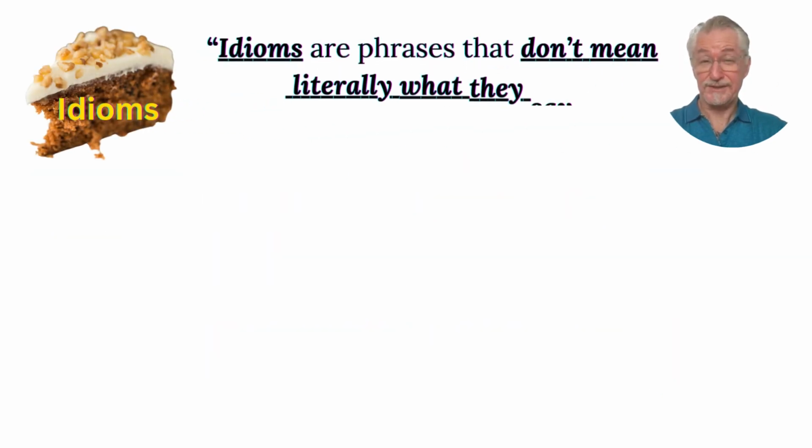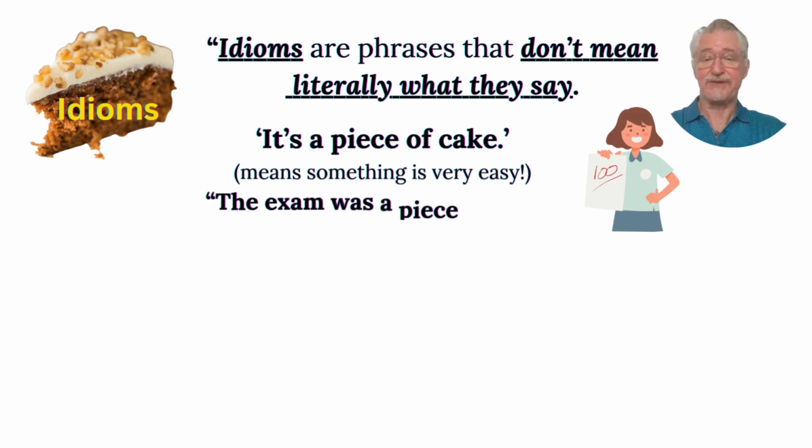Idioms are phrases that don't mean literally what they say, which means idioms don't mean what they mean. Idioms mean something different to what they mean, if that makes sense. So the sentence, it's a piece of cake, means something is very easy. The exam was a piece of cake. How did you go on the exam? It was a piece of cake. Means that it's very easy.